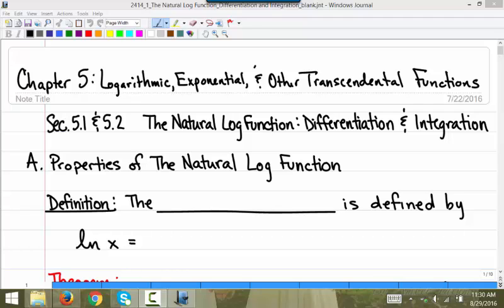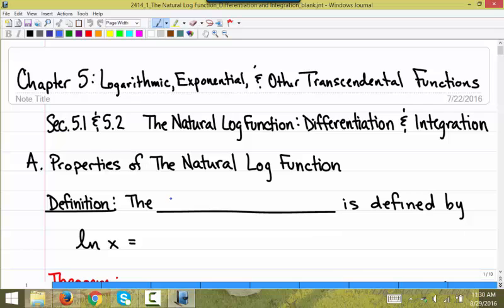Okay, Chapter 5 is logarithmic, exponential, and other transcendental functions. Hopefully you did most of Chapter 5 in Cal 1, but we're going to back up and do sections 1 through 6 again. As you can see, I condensed sections 1 and 2 into one set of notes. It's the natural log function, both differentiation and integration. Okay, some review. Properties of the natural log function.